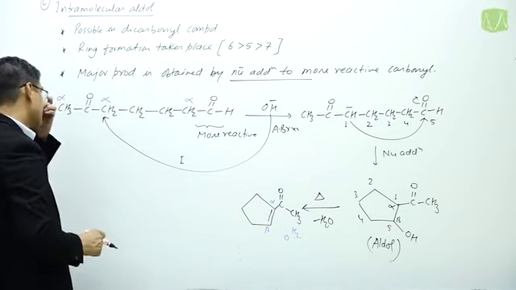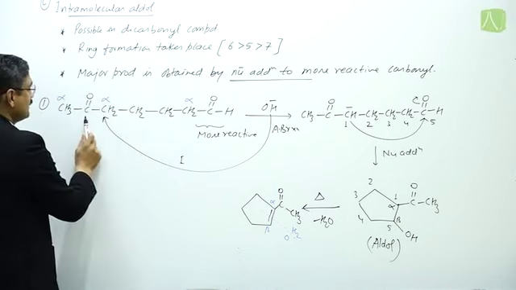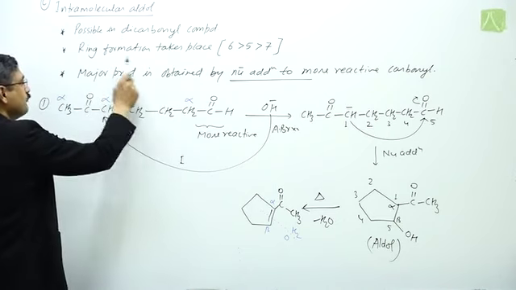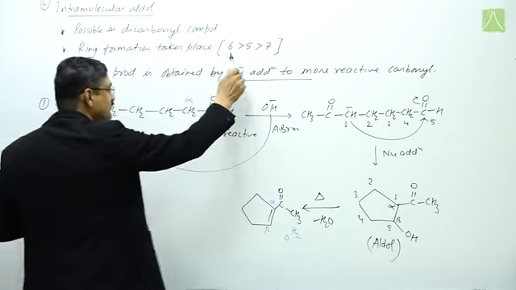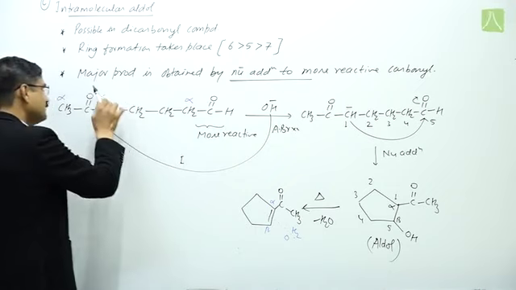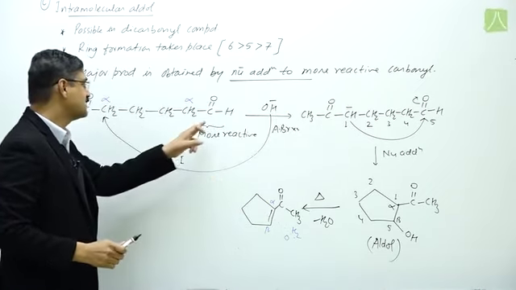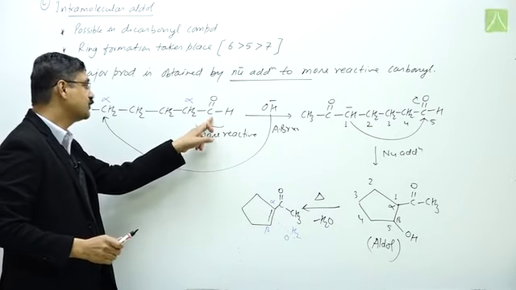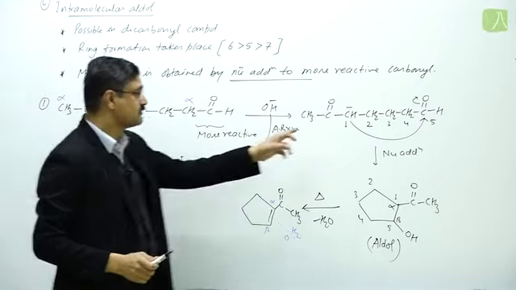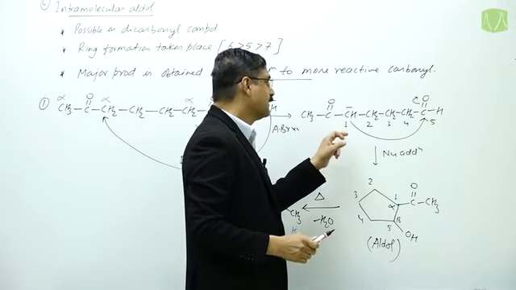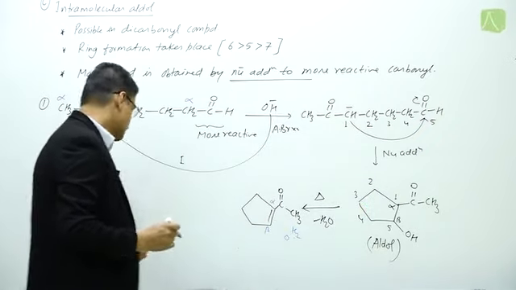I repeat the whole procedure. Intramolecular aldol is possible in dicarbonyl compounds only. Here is a dicarbonyl compound. Ring formation takes place because it is an intramolecular reaction. Preference of the ring is 6, 5, 7. The major product is obtained by nucleophilic addition to the more reactive carbonyl. This is the more reactive carbonyl, so the nucleophile adds to this. So a carbanion forms at this side. So I use this, and by nucleophilic addition, a 5-membered ring is formed, and this is the final product.